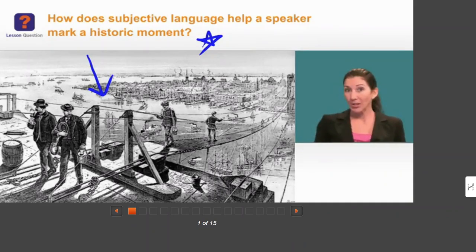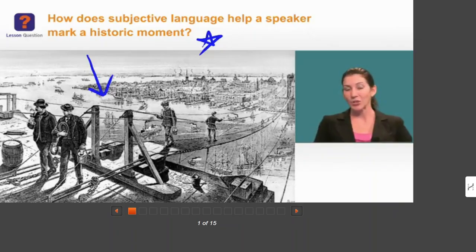Now, at the completion of this bridge, an important person might stand up and give a speech to people who live in the community to commemorate or to celebrate the completion of that bridge. Now, if that's the case, that would be considered a formal speech, right?